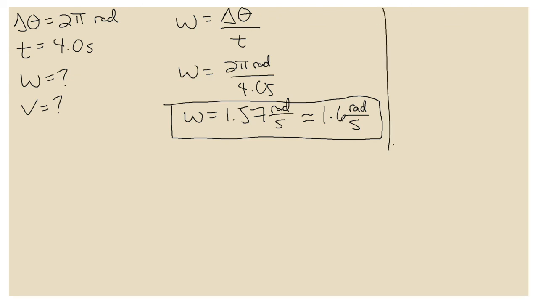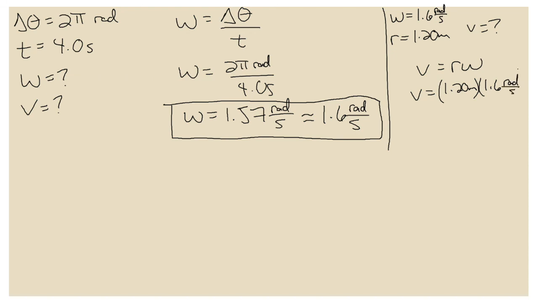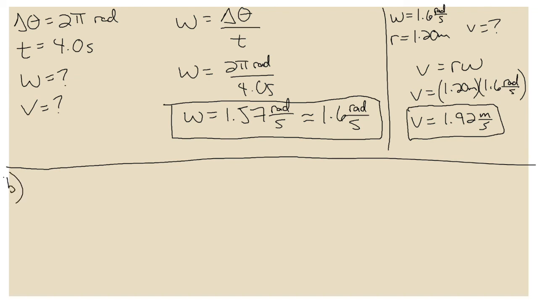Now, of course, we were asked to find the linear velocity of a child moving at 1.6 radians per second, seated 1.20 meters from the center. That means the radius is 1.20 meters. So we're looking for v. V is equal to r omega. And so that means v is our radius, 1.20 meters, times our angular velocity, 1.6 radians per second. And that gives us a linear velocity of about 1.92 meters per second.